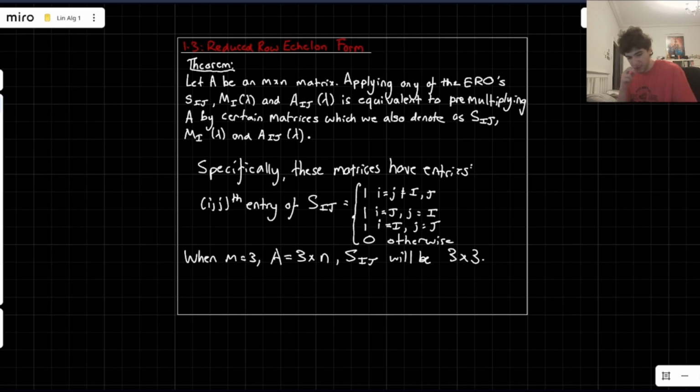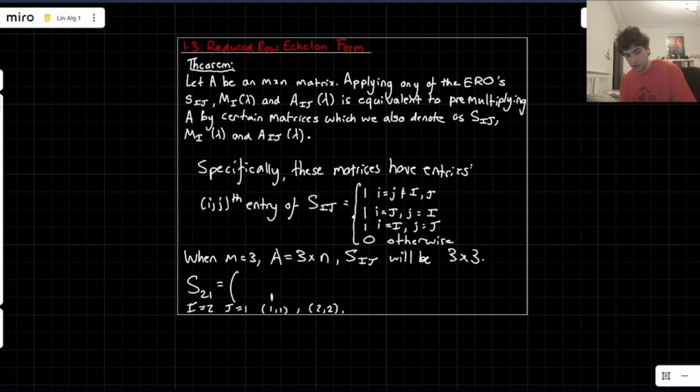An example might be, in this specific case, S21. It's going to be a 3 by 3, and by the rules here, there are going to be 1s along the diagonal, except in the positions given. In this case, capital I is 2 and capital J is 1. So there's not going to be any 1 in the position 1 1, no 1 in the position 2 2, and there will be a 1 in the position 3 3.